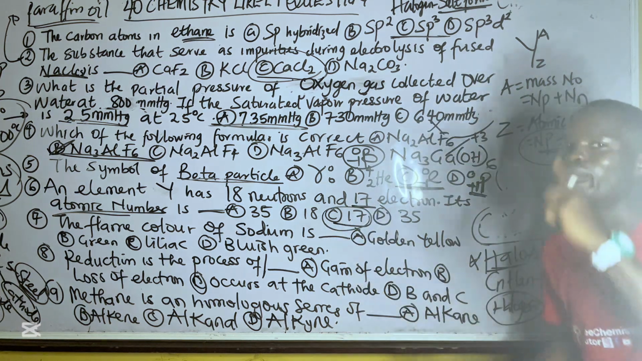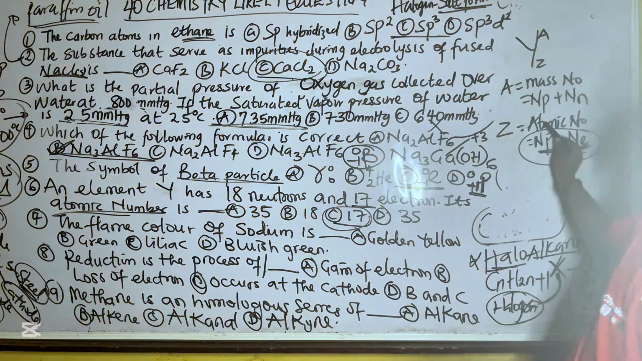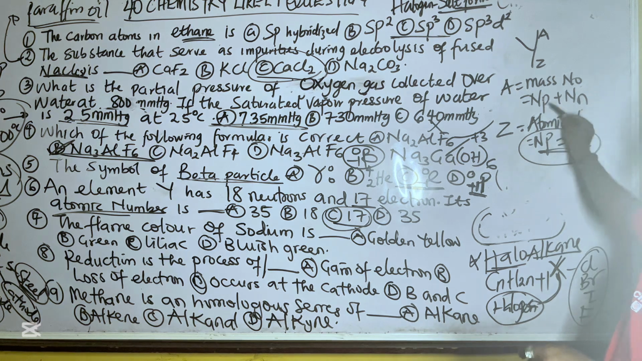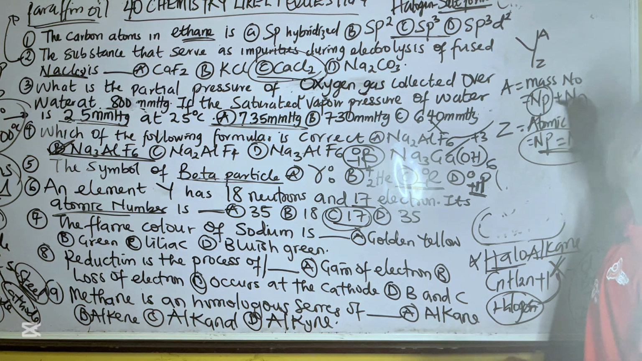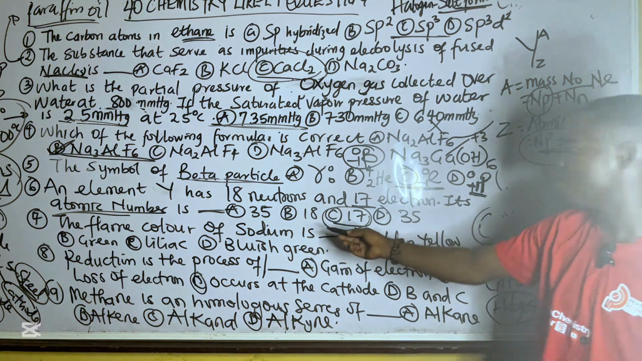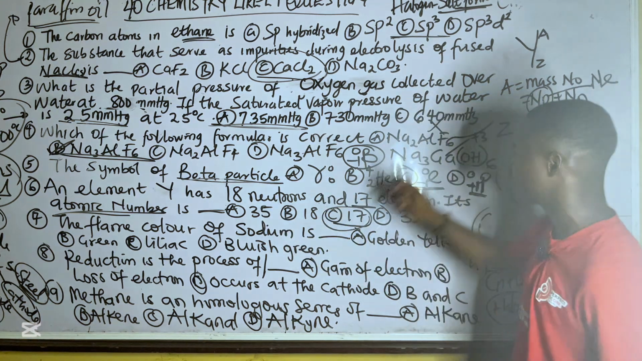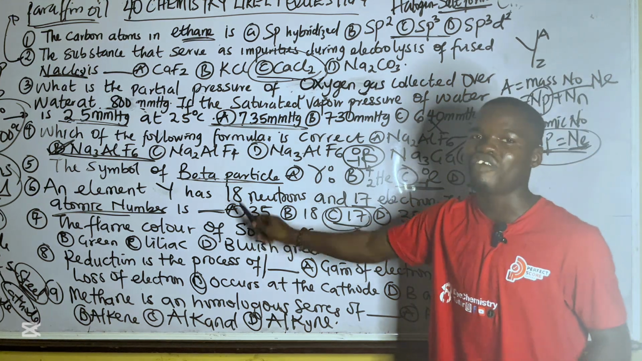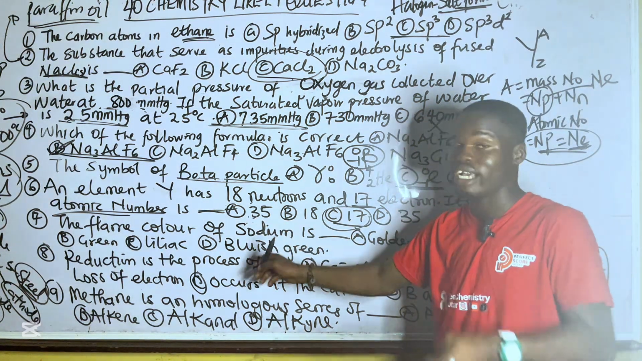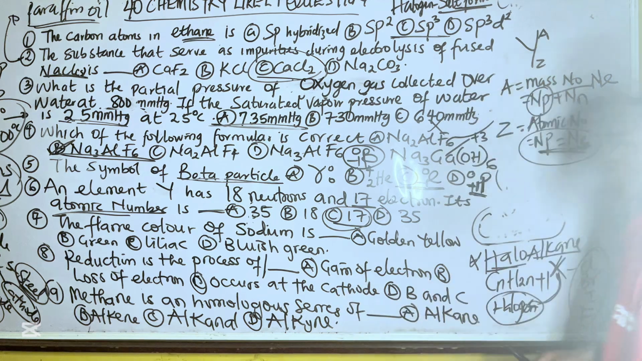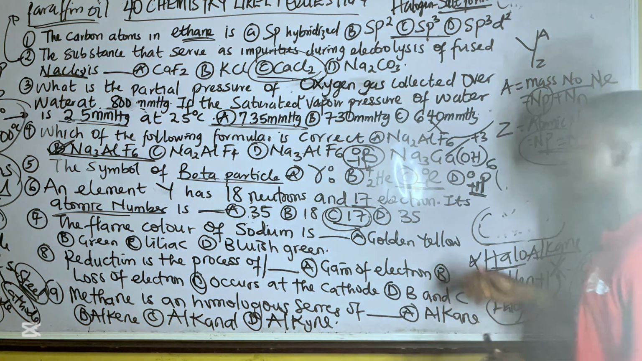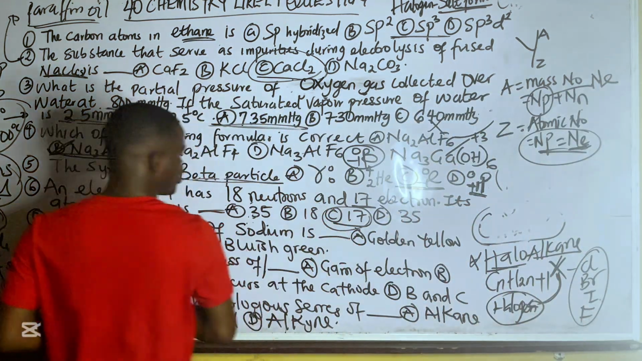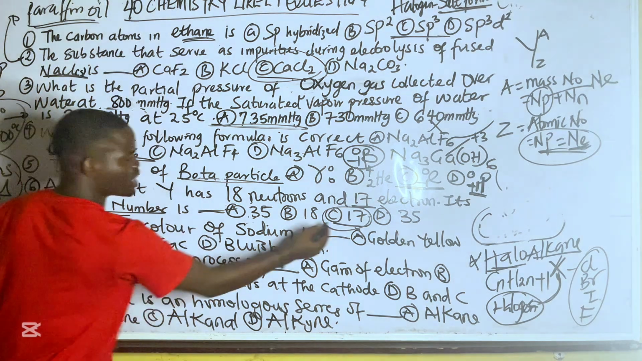If I ask you what the mass number is, it is the number of neutrons plus the number of protons. The number of protons can also be equivalent to the number of electrons, so the mass number is 18 plus 17, which is 35. That's why they can put 35 and trick you. So please take note of that.